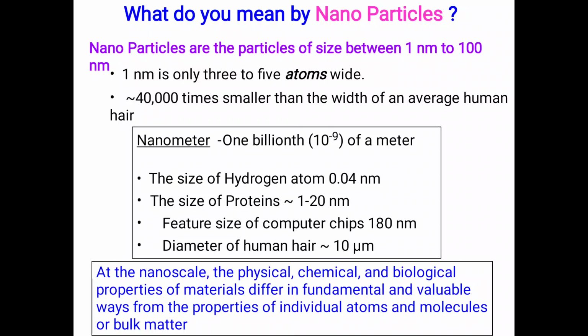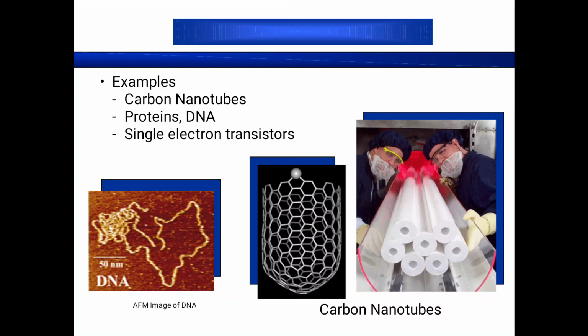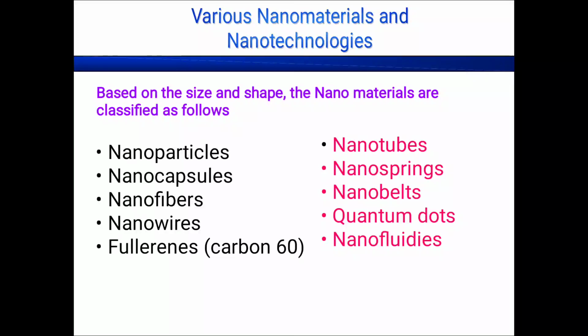At nanoscale, the physical, chemical and biological properties of materials differ in fundamental and valuable ways from the properties of individual atoms and molecules or bulk matter. These are some of the examples of nanomaterials. See the carbon nanotubes given in the second picture, and the first one is the DNA structure. The size of the DNA structure is 50 nanometer, shown here. Based on the size and shape, nanomaterials can be classified into nanoparticles, nanocapsules, nanofibers, nanowires, fullerenes, nanotubes, nanosprings, nanobelts, quantum dots, and nanofluids.